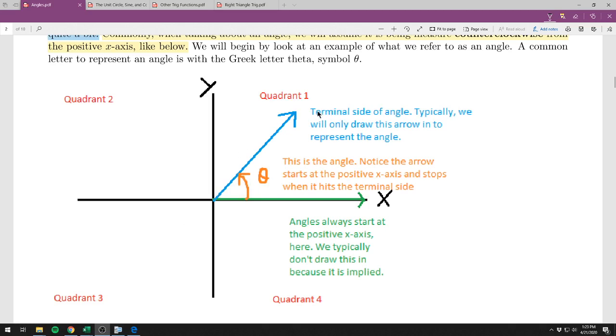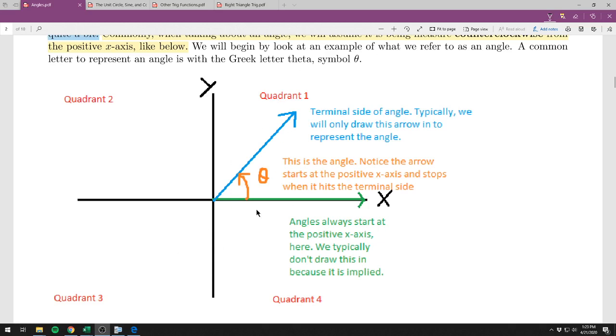And the other line is called the terminal side of the angle. And typically we will only draw this arrow to represent the angle. Right? We won't draw this one. If this green line was gone and I wanted to describe this angle, I would just draw this line. But the angle between the positive x-axis and that line is the angle we are talking about. Right? So what I also want to point out here, this is the angle. I have an arrow drawn starting from the positive x-axis pointing to our terminal side, the blue side. That's because this is the way we are going. Right? We're coming from the positive x-axis to wherever we are going.